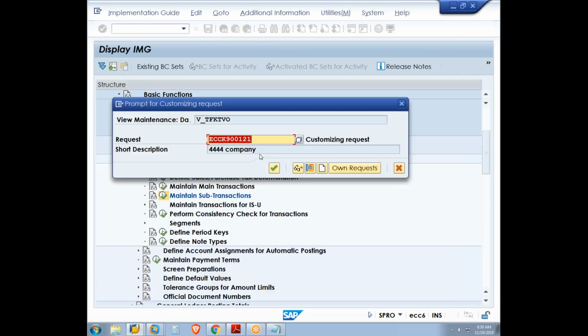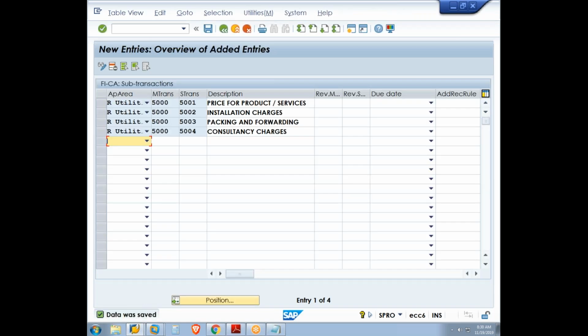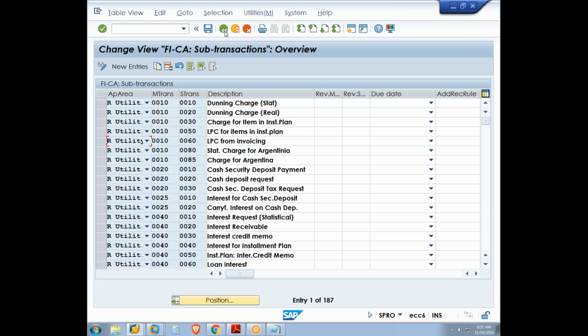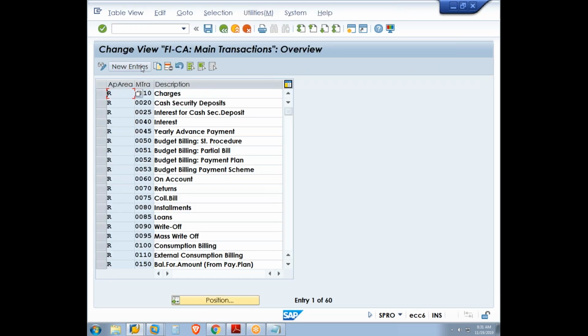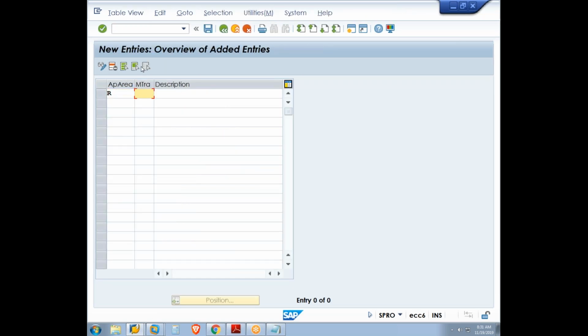Now, 5000 is the main transaction where I'm saying I'm charging the customer. That means I'm debiting the contract account. Sometimes I have to make a credit entry, where I have to credit some amount to the contract account. In that case, the basic posting will change. So now what I will do is maintain a main transaction. I'll define one more main transaction here, application area R, main transaction 5001. Here I will say credit memo for the contract account, and then save it.